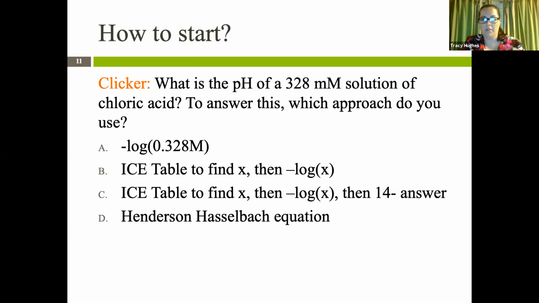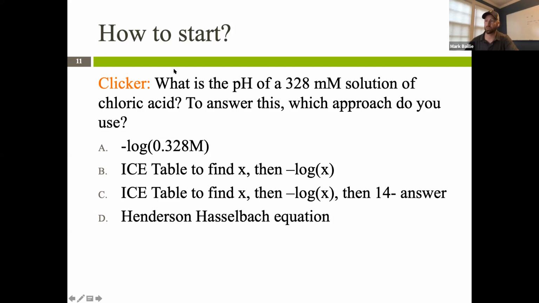Yep, it'll dissociate completely. So Tracy was saying if it's a strong acid, then we take the negative log of the concentration. Chloric acid is HClO3, so it's not HCl or perchloric acid. Both of those are strong acids. So this one is specifically a weak acid. That's the ultimate first step: is this a weak acid or a strong acid, a weak base or a strong base? So we have to pick that first. Chloric acid is a weak acid, so we cannot just take the negative log. And it's really important that we say it's an acid and not a base. So then we have to use an ice table to find our X value.